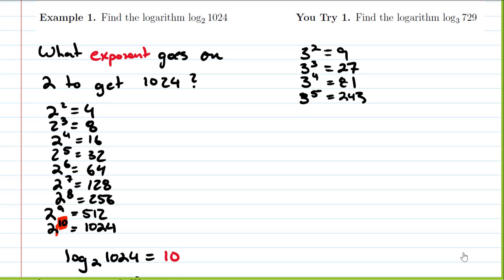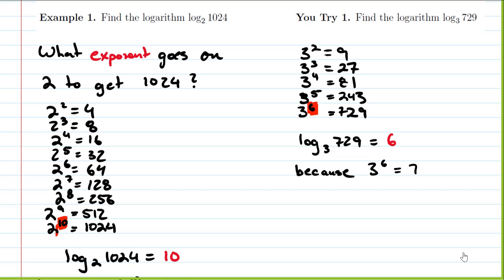243. And 3 to the 6th is then going to be 729. So then it looks like our exponent is going to be 6. So the logarithm base 3 of 729 is equal to 6 because three to the 6th power is equal to 729. All right, so the logarithm is an exponent.